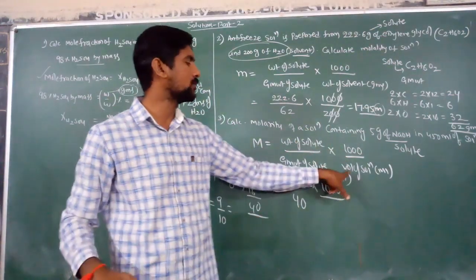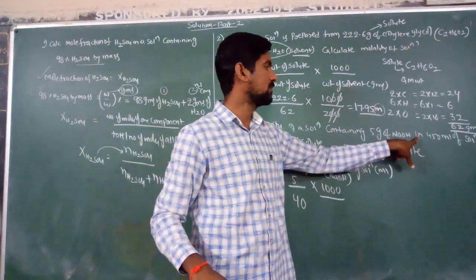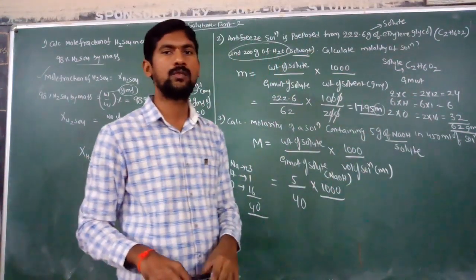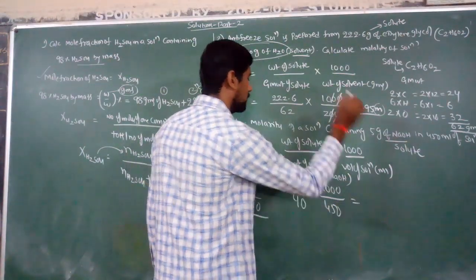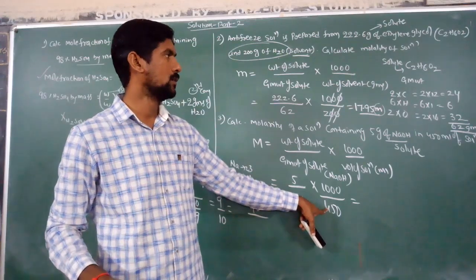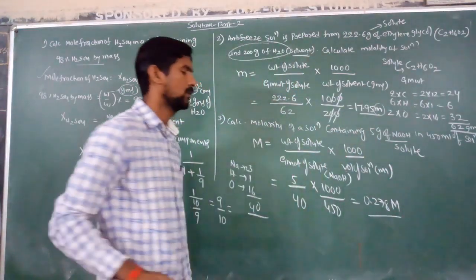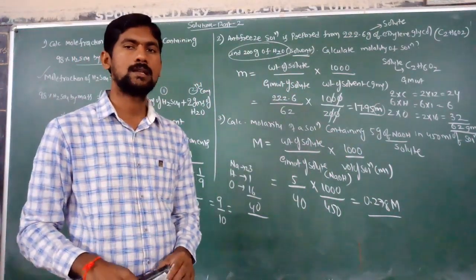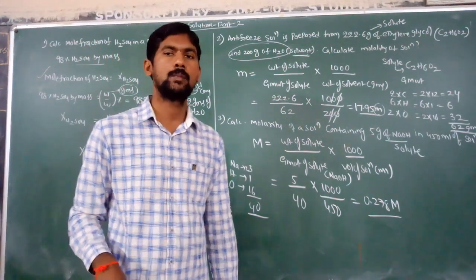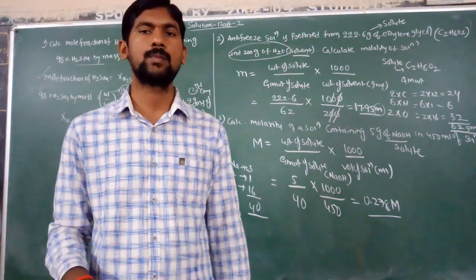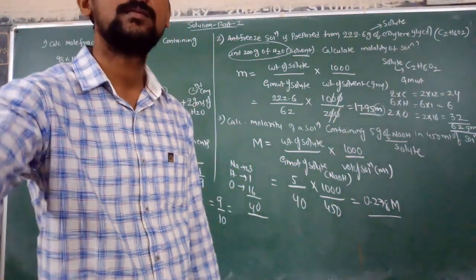1000 by the volume of solution in ml. So 5 grams of NaOH is dissolved in 450 ml of solution. Therefore, the volume of solution is 450 ml. Then we get the answer. If you do the calculation, you will get 0.278 capital M. So these are very important problems. You must solve the other problems, of the same models as the in-text questions and exercises in the textbook.